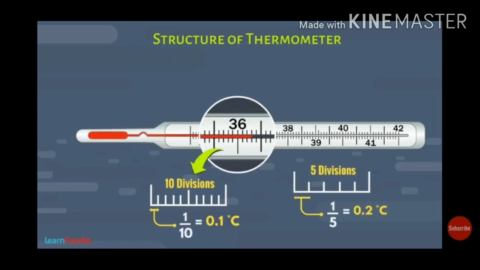In this diagram, you can see the circular part which has 10 divisions. Divisions means markings. So in terms of degrees Celsius, we can say that 1 division means 0.1 degrees Celsius, and if 2 divisions, we can say 0.2 degrees Celsius.